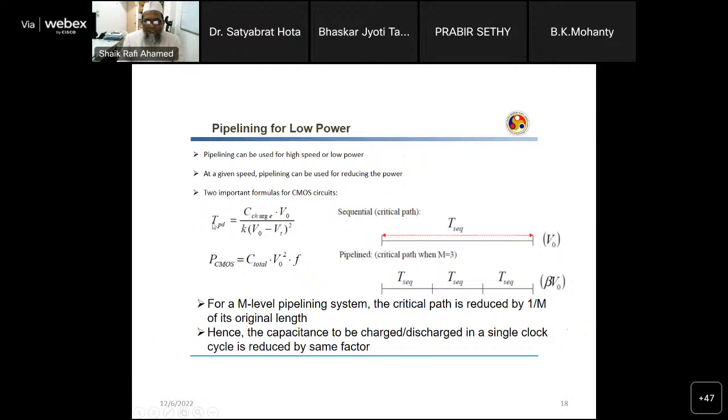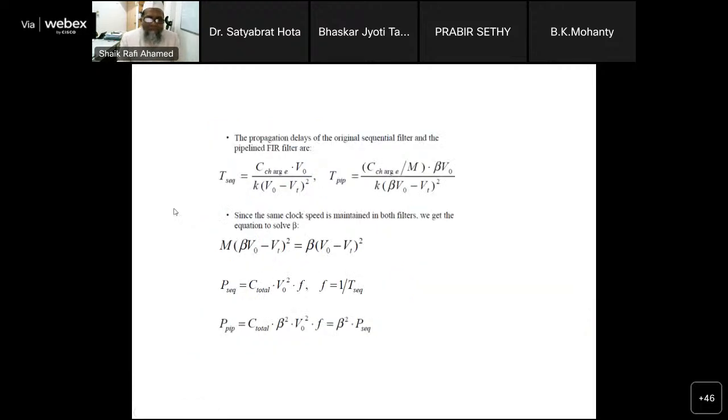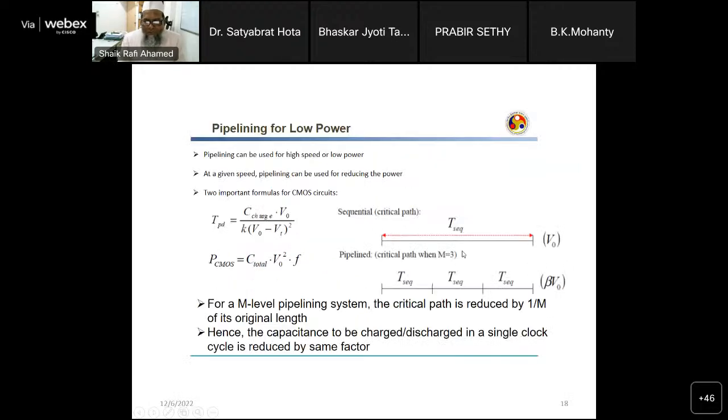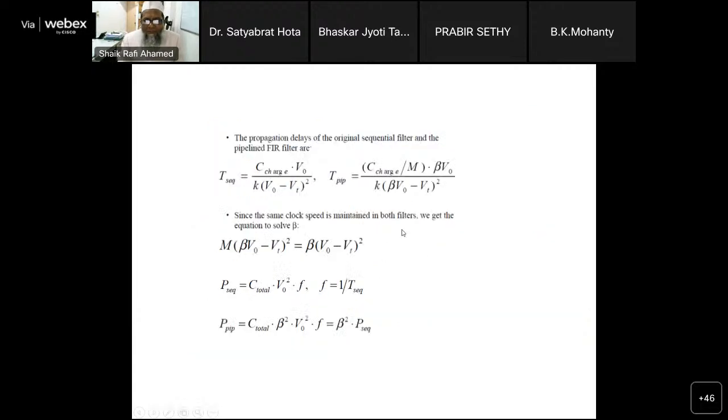So this is the TPD and the power consumption of a sequential circuit without pipelining. With pipelining, what happens to these expressions? This is sequential and this is pipelining. In pipelining, as I have told, the amount of capacitance to be charged will be reduced by a factor of m, because initially this much we have to charge, now only this much. So in case of 3-level pipelining, 1/3 of that. In general, M-level pipelining, 1/m of that.